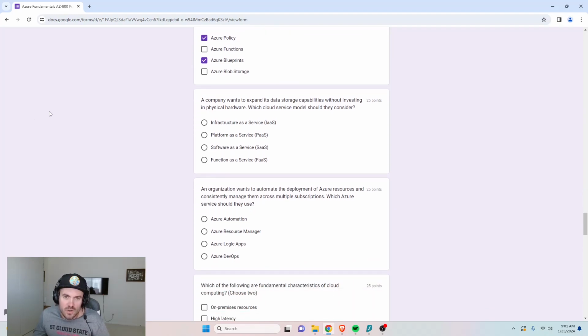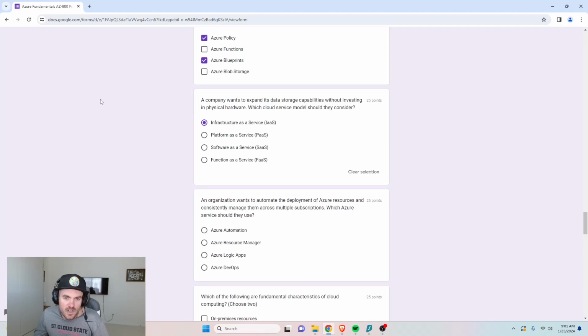A company wants to expand its data storage capabilities without investing in physical hardware. Which cloud service model should they consider? So the key component of this question is they do not want to invest in physical hardware. But if you want to store data, you need physical hardware. So if this is the case, it makes sense to me that you would want infrastructure as a service.